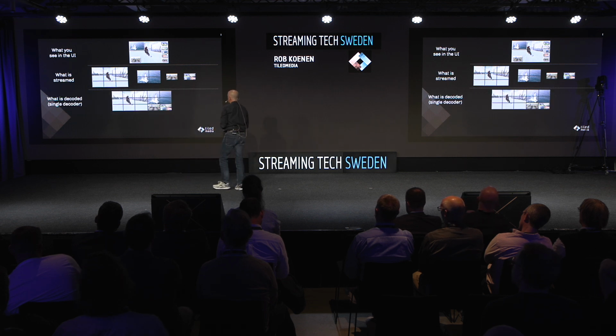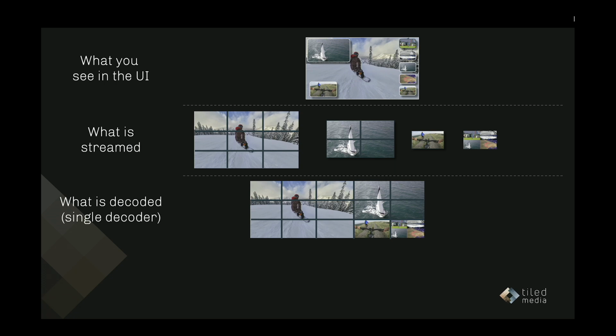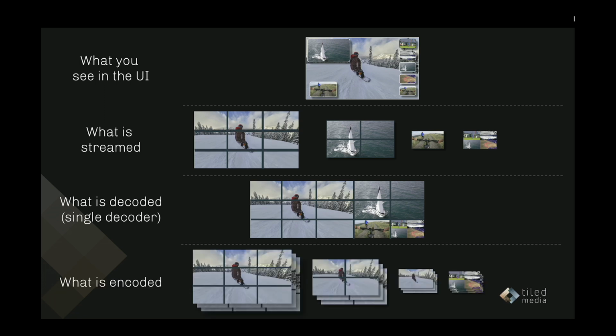This is what goes through the decoder. So all of these are merged. They become one large image that's being decoded, and you can recognize the individual streams in it. And here are the small thumbnails. And this is what's being encoded.